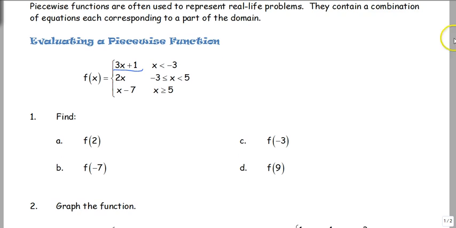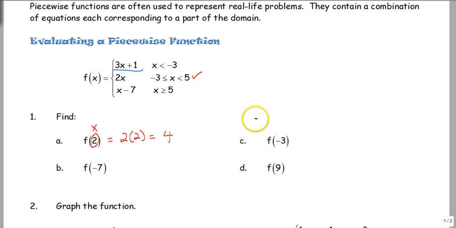So for the first part, if we're just evaluating, we want to find f of 2. This means that my x input is 2. Well, I look on my list, that would go with this one here. 2 falls between negative 3 and 5, so I'm going to use that function and put a 2 in instead. So my value is 4.